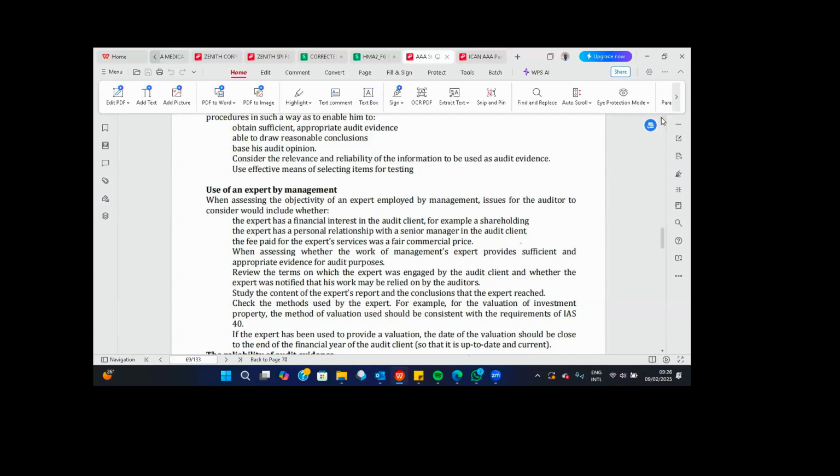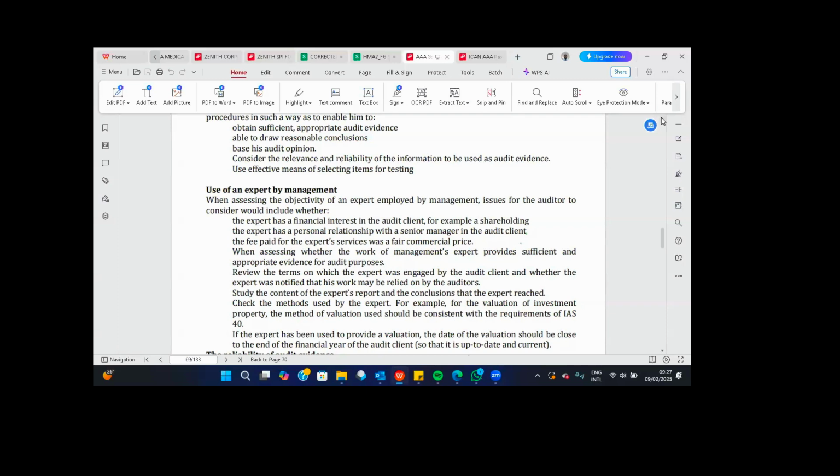Then another thing you also need to look at is, when assessing whether the work of the management expert provides sufficient and appropriate evidence for this purpose, you must see that the information serves the external auditor's objective. Information provided by the management expert serves the internal audit and the external auditor's objective. Then another thing of concern also is that the external auditor will need to review the terms on which the expert was engaged, to be sure whether we can rely on the report presented by the management expert.